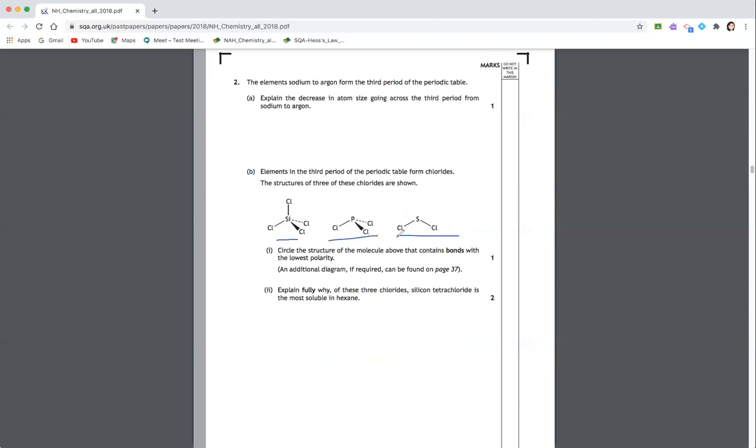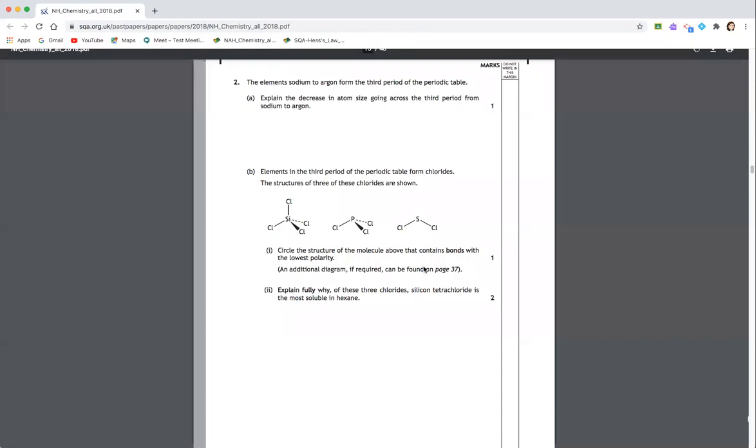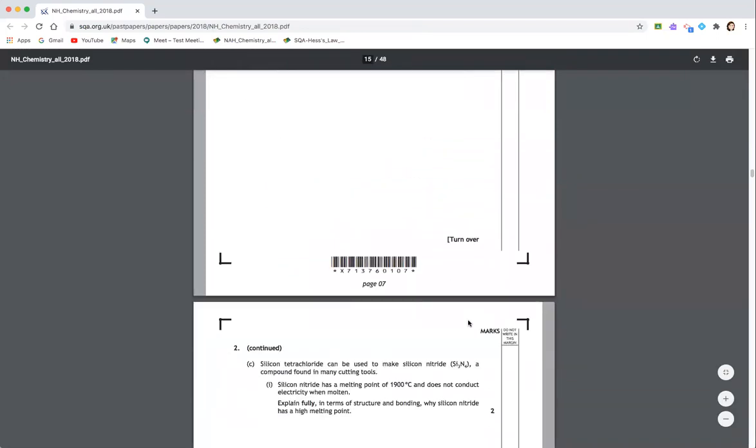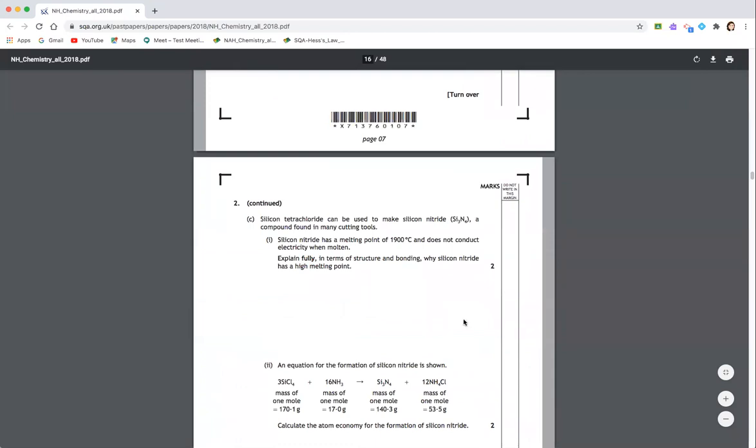So you would say that the other two molecules are polar due to their asymmetrical shape, whereas silicon tetrachloride is non-polar due to its symmetrical shape. And hexane is non-polar, so silicon tetrachloride will dissolve in it.